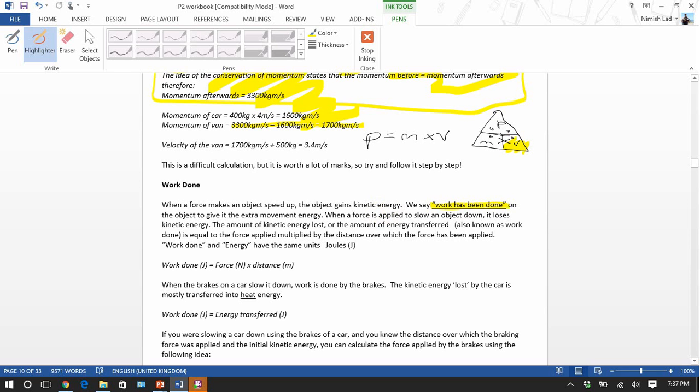So if a question says, how much kinetic energy did the car have when it was going at 30 miles an hour? So let's say it had 1 million joules. How much kinetic energy is lost when it brakes and comes to a stop? It's 1 million joules. When it comes to a stop, it's got no kinetic energy. 1 million when it's going at 30 miles an hour, 0 when it stopped. 1 million joules of kinetic energy has been transferred, so that means 1 million joules of work has been done.